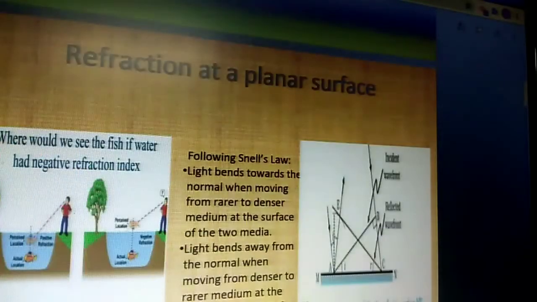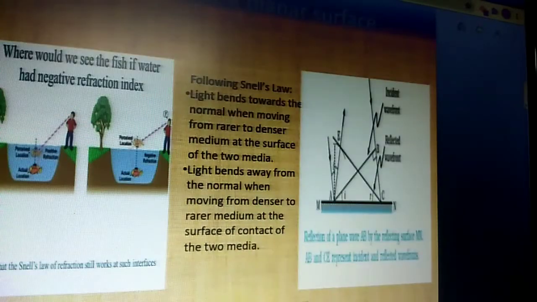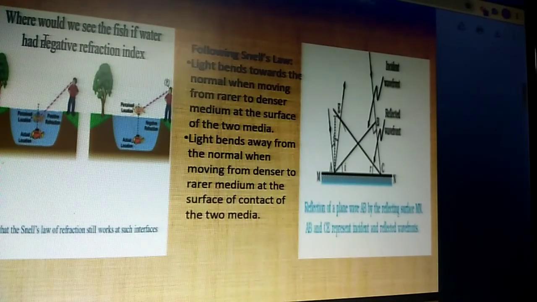Refraction at planar surfaces. Now, how does this refraction take place? How can you apply Snell's law? Take for example a day-to-day application, when you are observing this plane: the light will be going from one rarer medium to another medium, that is, air medium to water medium.